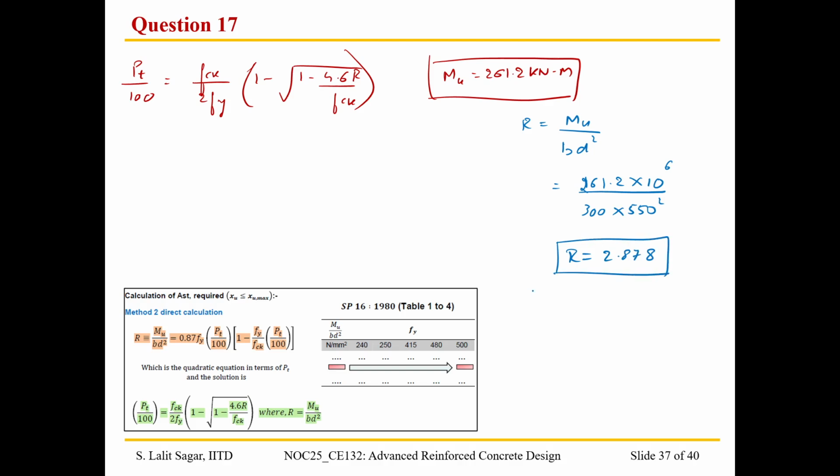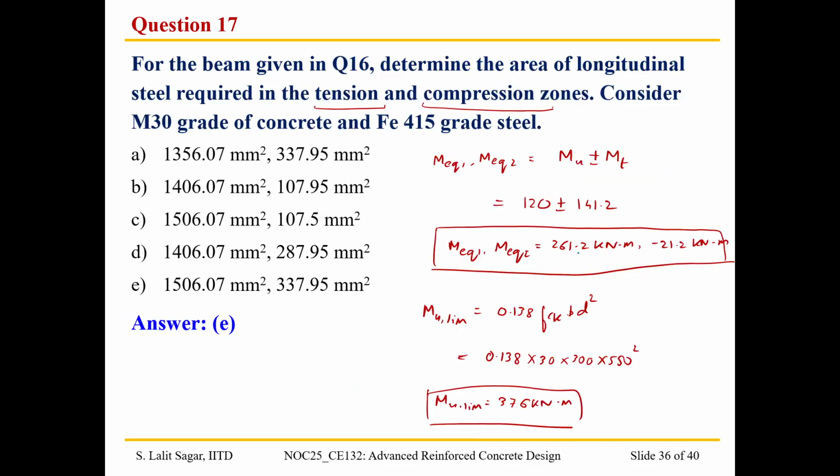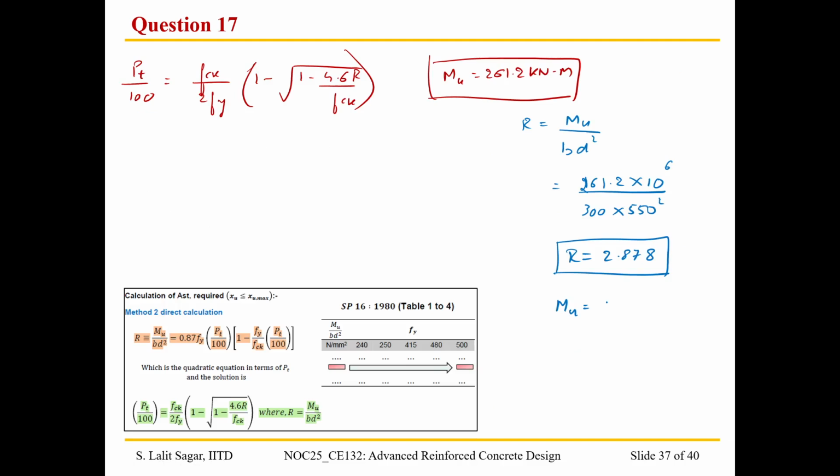While we are at it, we'll try to find out the value for Mu is equal to, remember that we need to design for 21.2 kilonewton meter also. So correspondingly, R will be Mu by bd square, that will be 0.233.